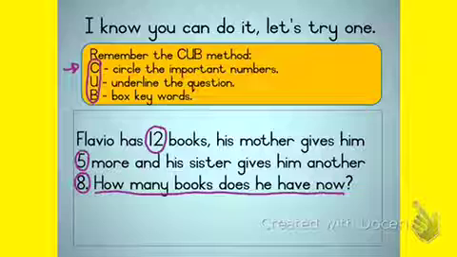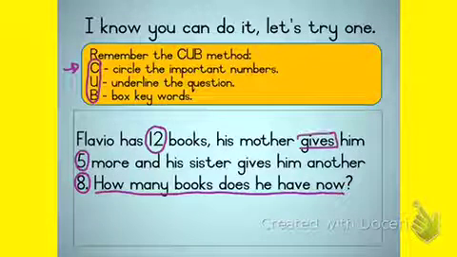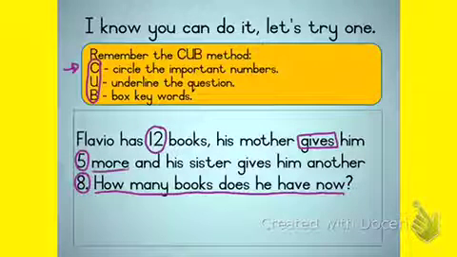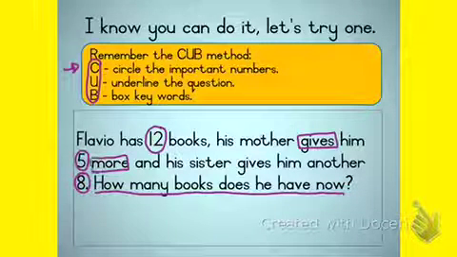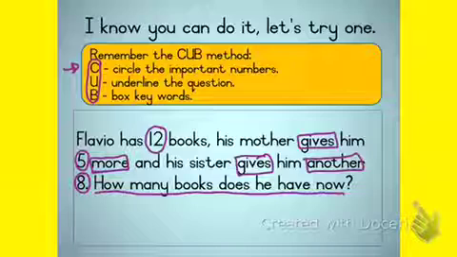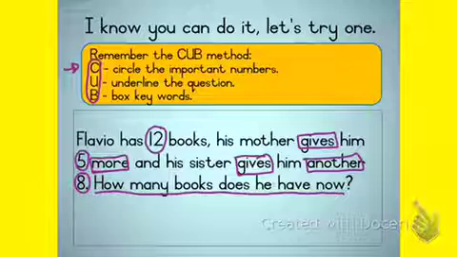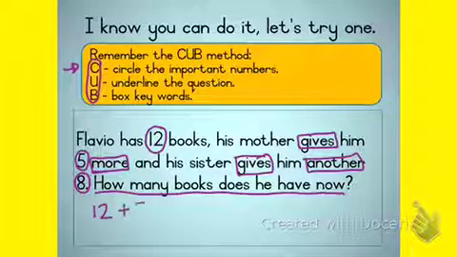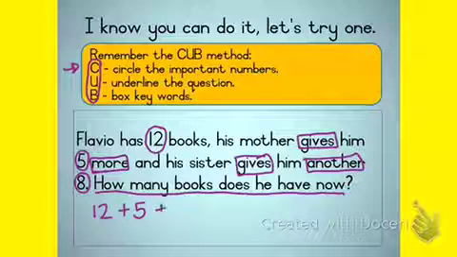And we're going to box the key words. His mother gives, not takes away, gives him 5 more. And his sister gives him another 8. Okay, so all these words tell me that I'm going to plus, I'm going to add. So we take our numbers 12 plus 5 plus 8.